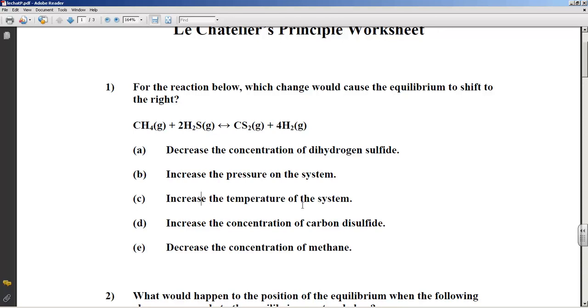If I increase carbon disulfide, here's carbon disulfide. If I put more of him in the reaction, I let more H2 react. If more of these things react, I make more of these reactants. Again, they're called the reactants just because they're on the left side.